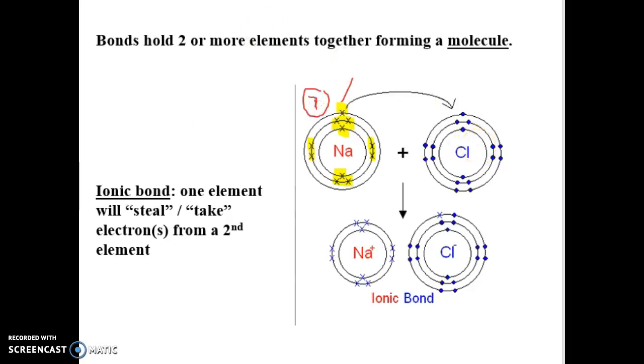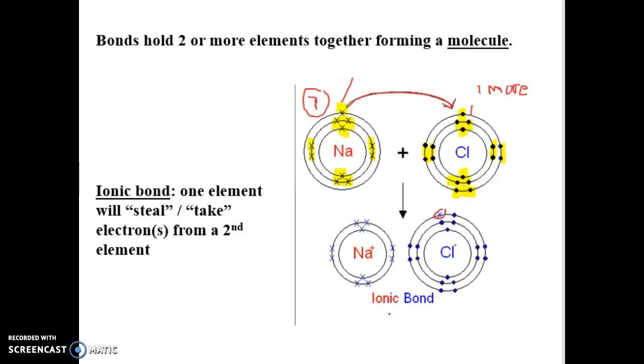Chloride, on the other hand. Chloride, first shell has 2, second shell has 8, third shell, 2, 4, 6, 7. Okay? So chloride has 7 in its third shell. It needs 1 more electron. And chloride is happy. So what it's going to do is it's going to steal that electron from sodium. That's going to move over to chloride. So right here, that is the electron that used to be over there in sodium. So when chloride steals it or takes it or gains it, it now fills its outer shell.